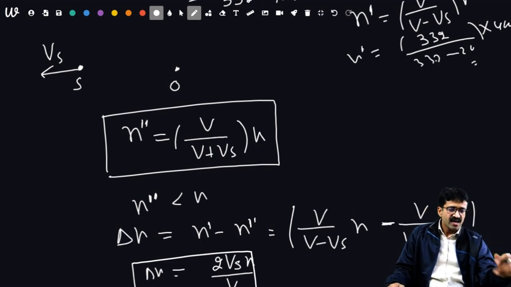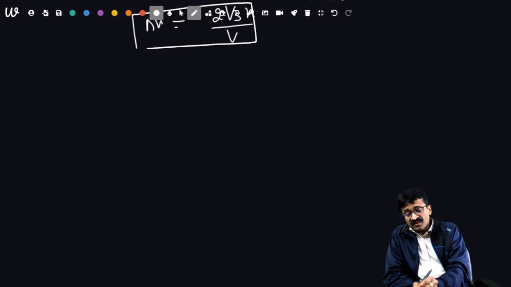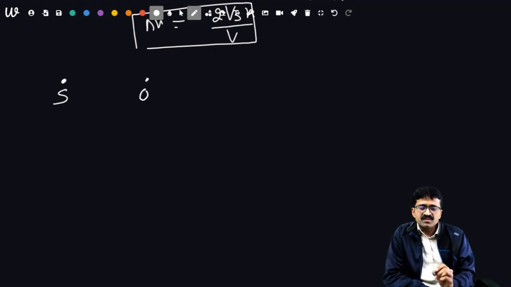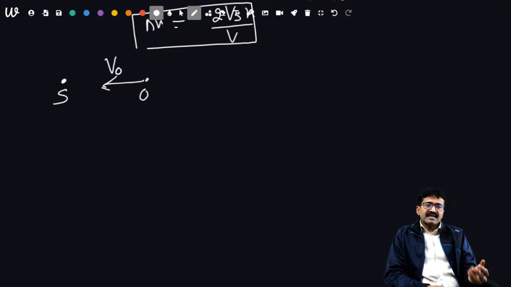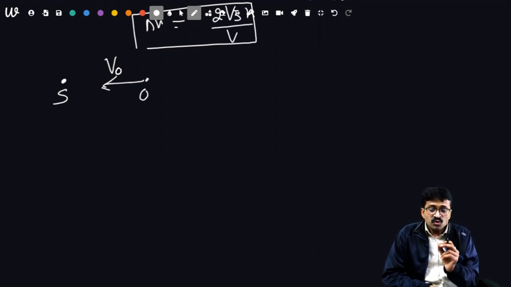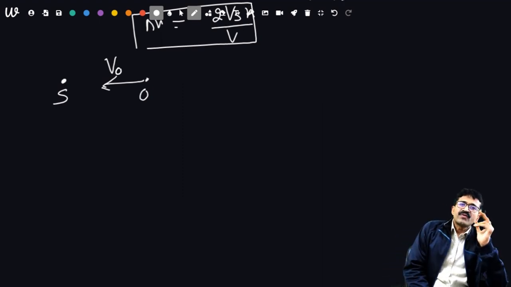Now we discuss when the observer is in motion and the source is at rest. The source S is kept at rest, and the observer is moving towards the stationary source with the speed VO. Again, extra waves are captured, so when the observer is moving towards the source, he will get extra frequencies. Conceptually, the frequency should increase.